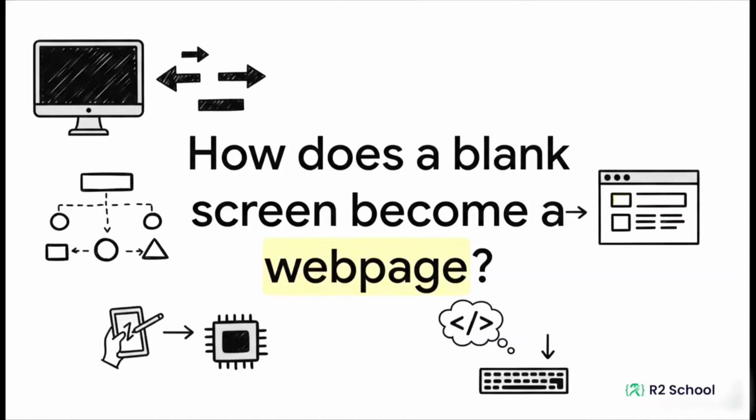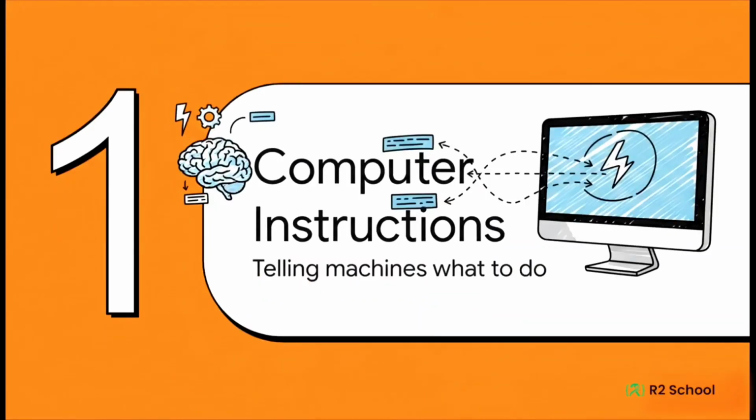How does that happen? It really does look like magic, but what it really is, is a conversation. To understand how a web page gets built, we first have to understand how we can talk to a computer in a language it actually gets. Okay, so before we can even dream of building a website, we have to get one thing straight about the machine that's sitting right in front of you.